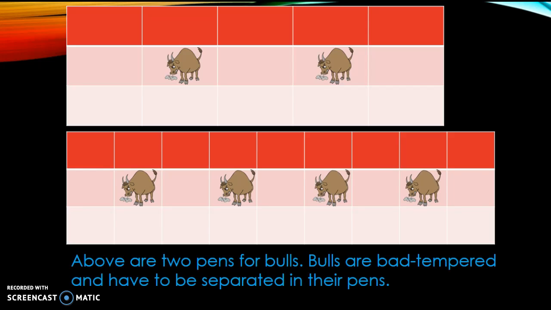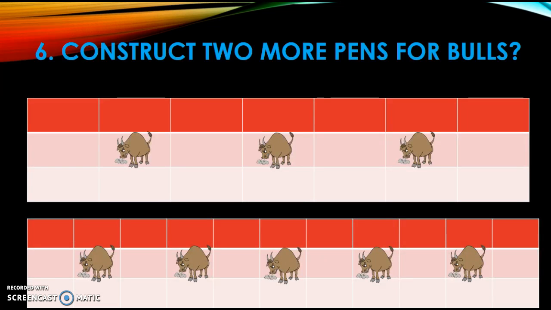Okay. Bulls. Above are 2 pens for bulls. Bulls are bad-tempered and have to be separated in their pens. Number 6. Construct 2 more pens for bulls.